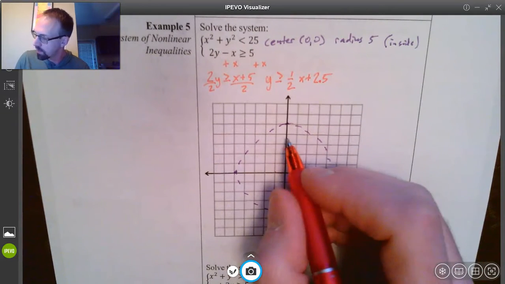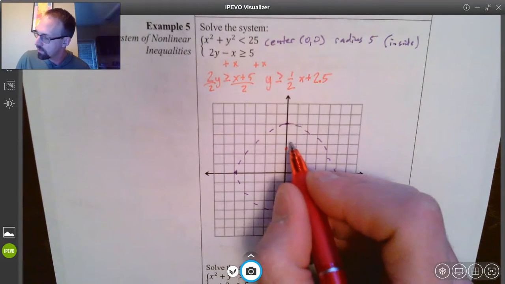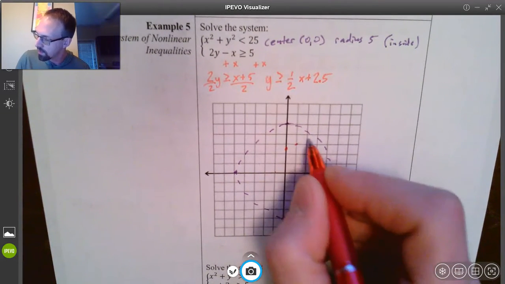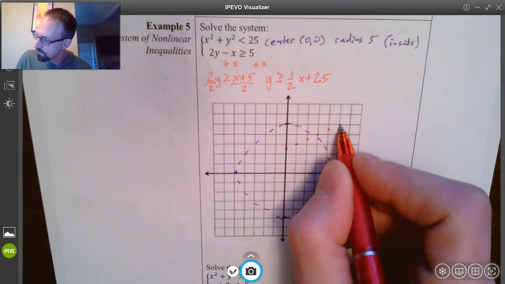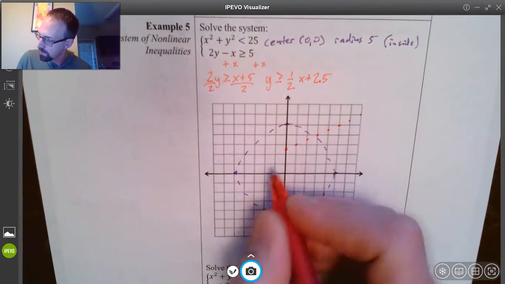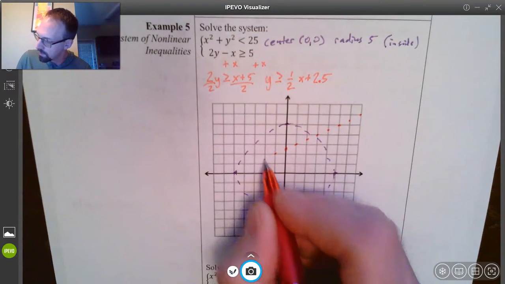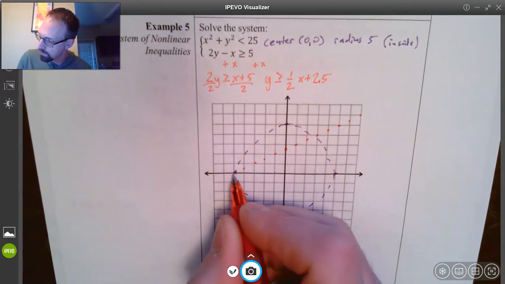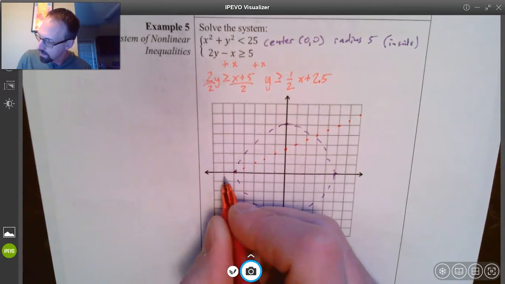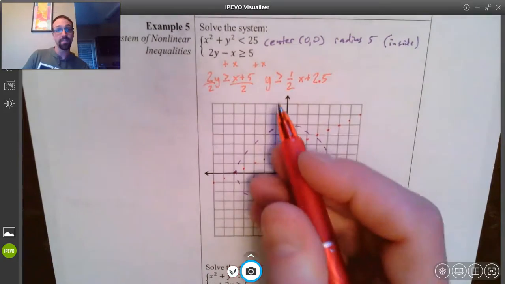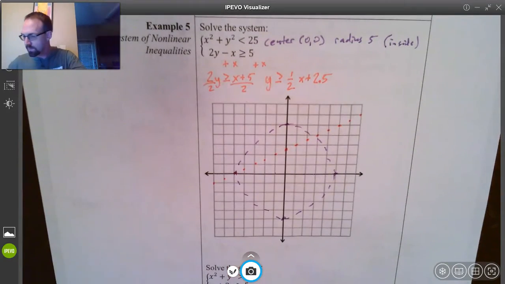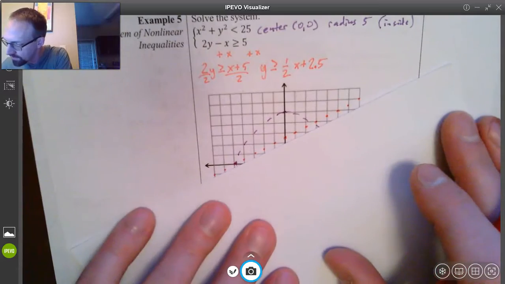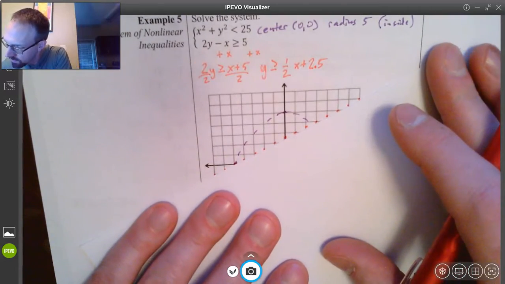Let's see, up 1 and over 2 is going to put me here. So it looks like I'm doing something like this. And then continuing on. This does have the equal to part, so when I connect it, I'm going to use a straight edge and make a solid line, like so.